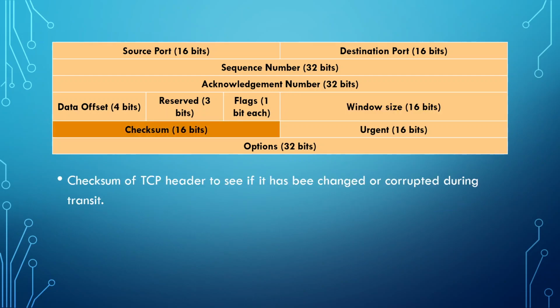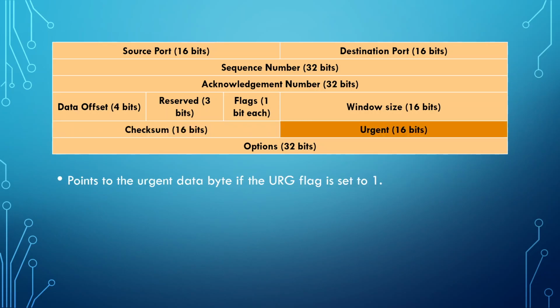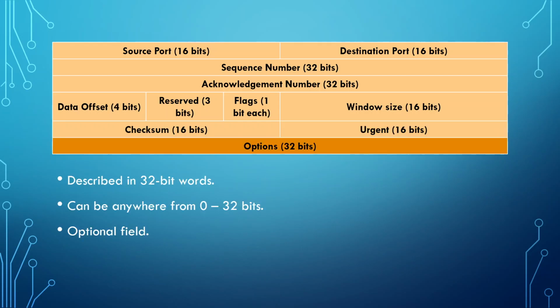Now the checksum is just used to ensure that the TCP header hasn't been changed or become corrupted during transit. The urgent field points to the urgent data byte if the urgent flag is set to 1. And then we have the options field, which is optional, and it's described in 32-bit words and can be anywhere from 0 through 32 bits.